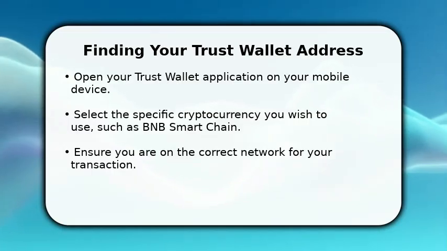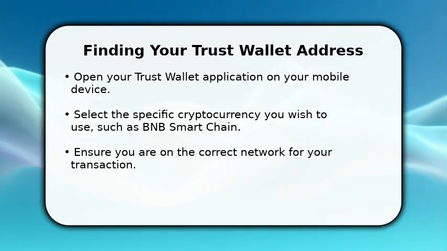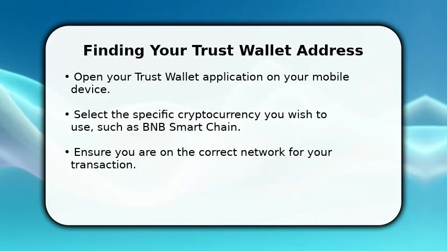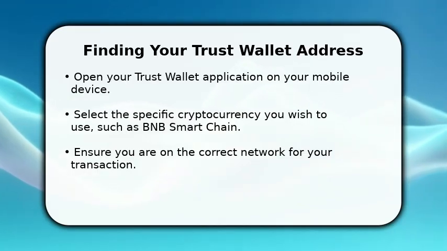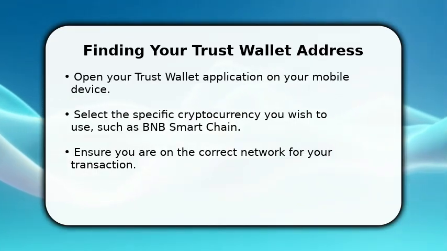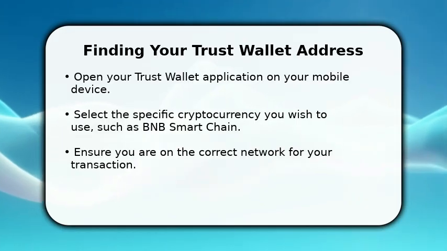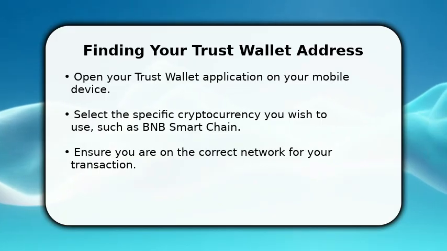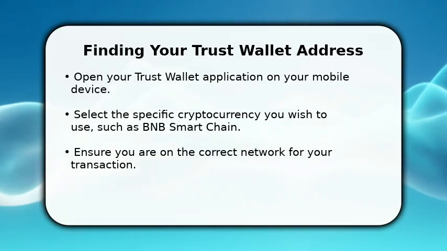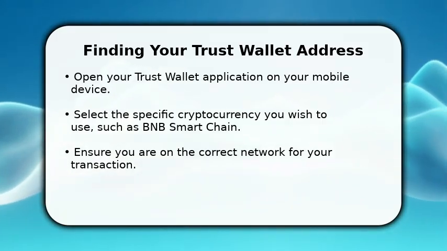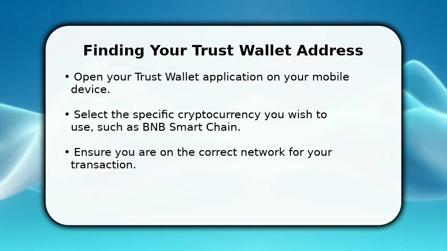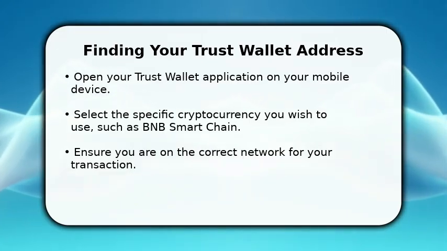In this video, I will explain how to find your Trust Wallet address. First, open your Trust Wallet application on your smartphone or tablet. Once inside, you will see a list of your various cryptocurrencies. It is crucial to select the exact cryptocurrency you intend to use, for example, BNB Smart Chain. Make sure you are on the correct network to avoid any issues with your funds. This initial step is fundamental for a smooth transaction process.